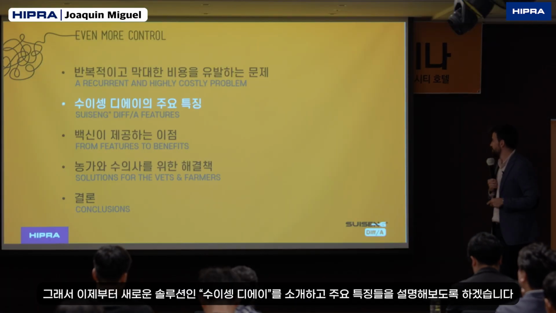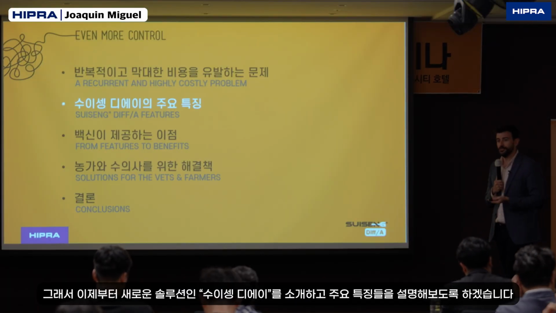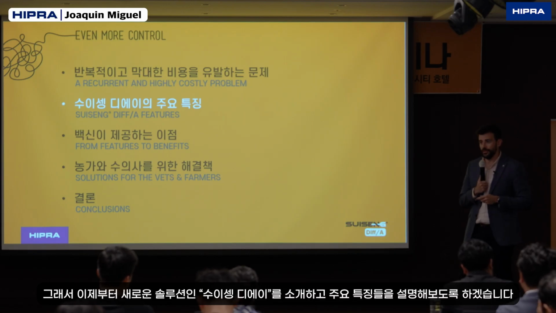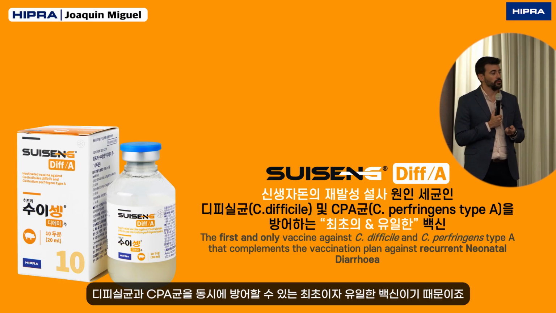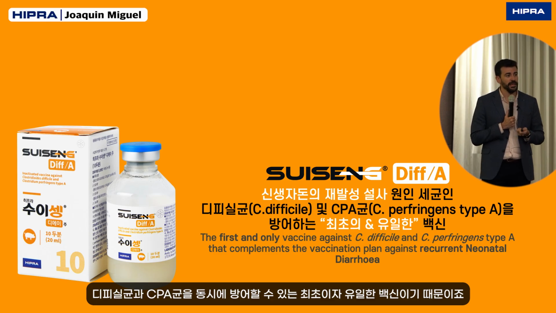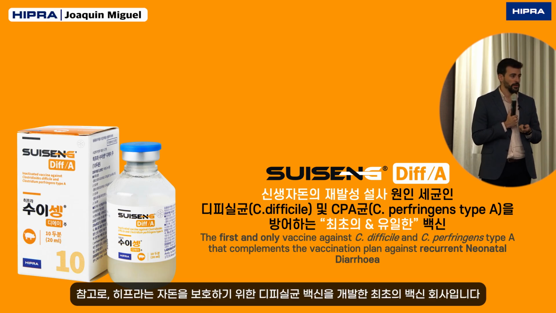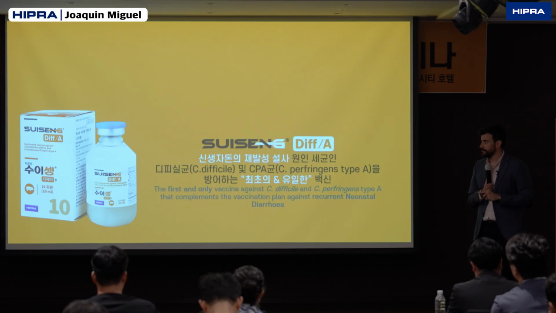So now let's learn more about the features of the new SUISENG Diff. SUISENG Diff has been a milestone in the swine industry because it's the first and the only vaccine against Clostridium difficile, also including protection for Clostridium perfringens type A. At Hipra, we have been the first pharmaceutical company developing a solution for Clostridium difficile in piglets.